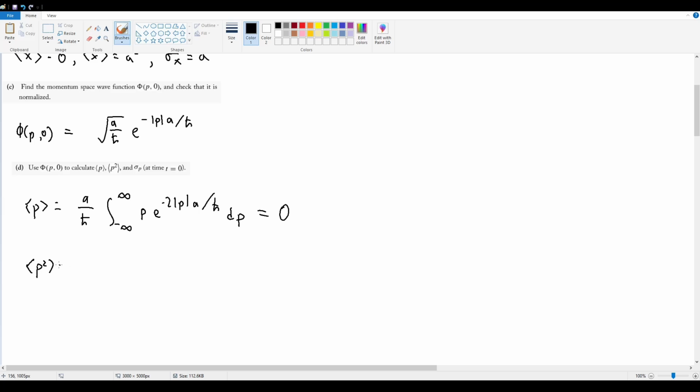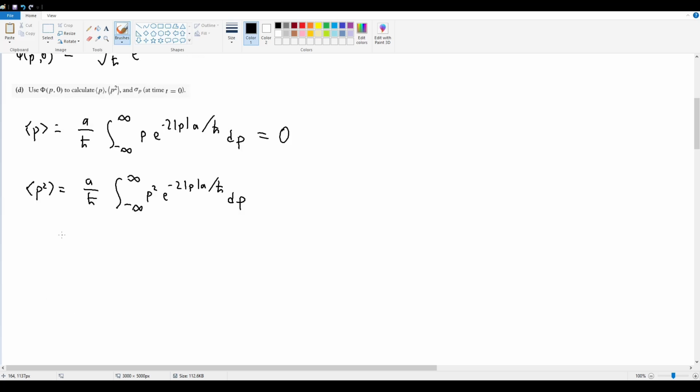in which case p squared is going to equal a over h bar, integral from negative infinity to positive infinity of p squared e to the negative 2 magnitude p a over h bar dp. And this, in this case, is even now. So if this is an even function, then this is equal to 2 times a over h bar integral from 0 to infinity, where I'm just doubling it because it's symmetric about the y-axis. So this is equal to p squared e to the negative 2. You can get rid of the magnitude p, because p is always going to be positive now, since you're going from 0 to infinity, times a divided by h bar dp.